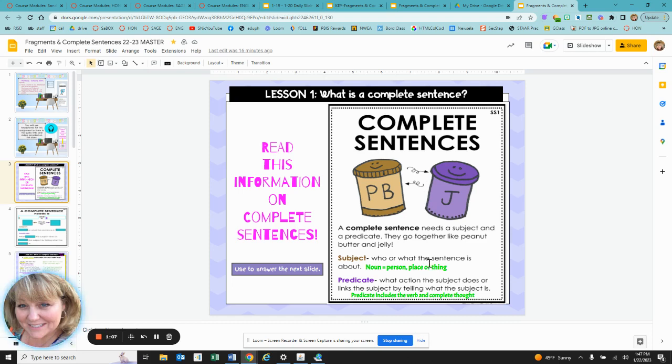A subject is who or what the sentence is about. So a subject is a noun, which is a person, place, or a thing, or an idea. A predicate is what action the subject does or links the subject by telling what the subject is. Now, a predicate includes the verb and complete thought.